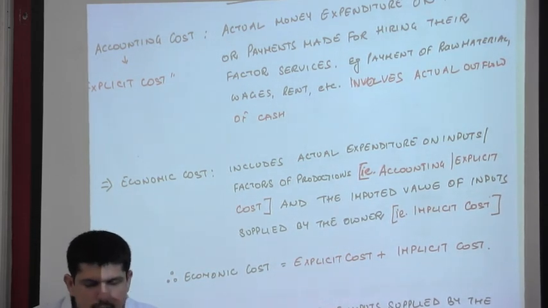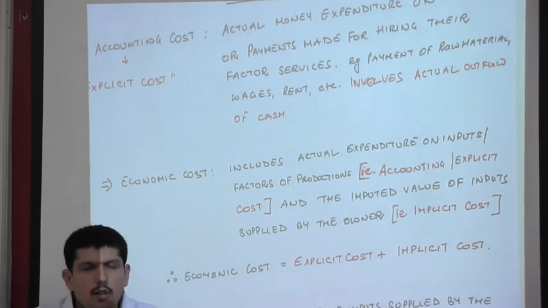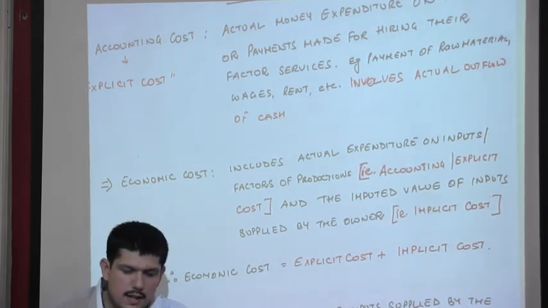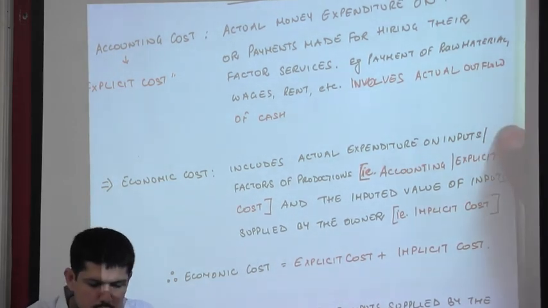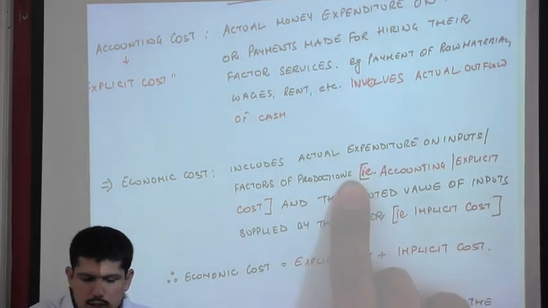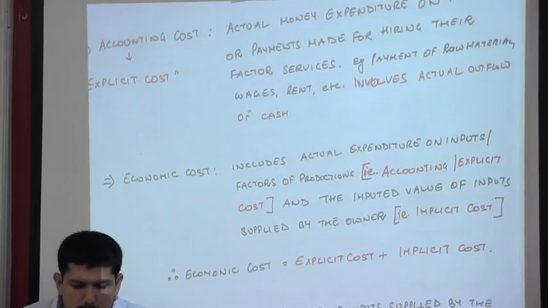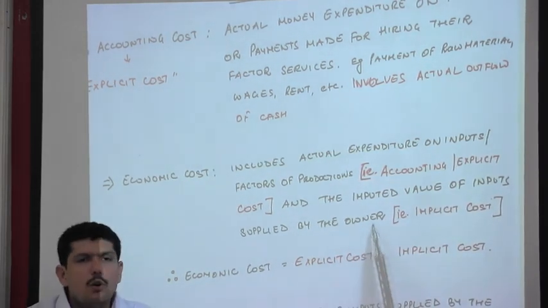So jo economics ka cost ka definition hai na, isme they have taken both the thing. So economic cost is the summation of accounting cost plus the implicit cost or the opportunity cost, right? So economic cost includes actual expenditure on inputs or factor of production, which is our accounting cost or explicit cost, and the imputed value of inputs supplied by the owner.